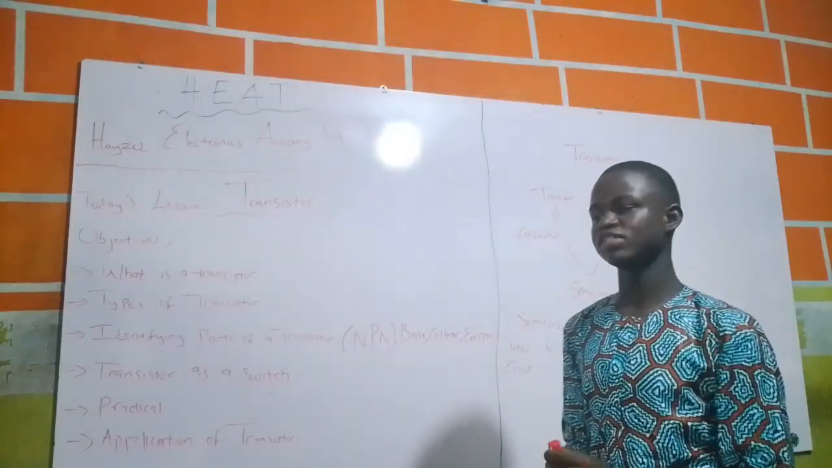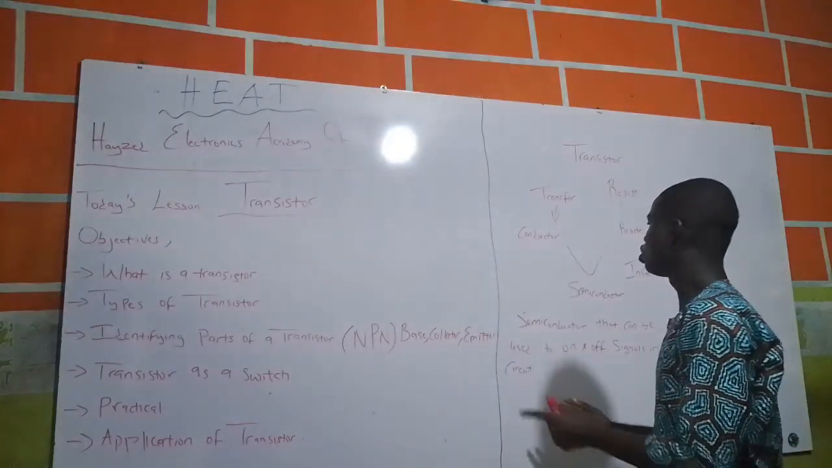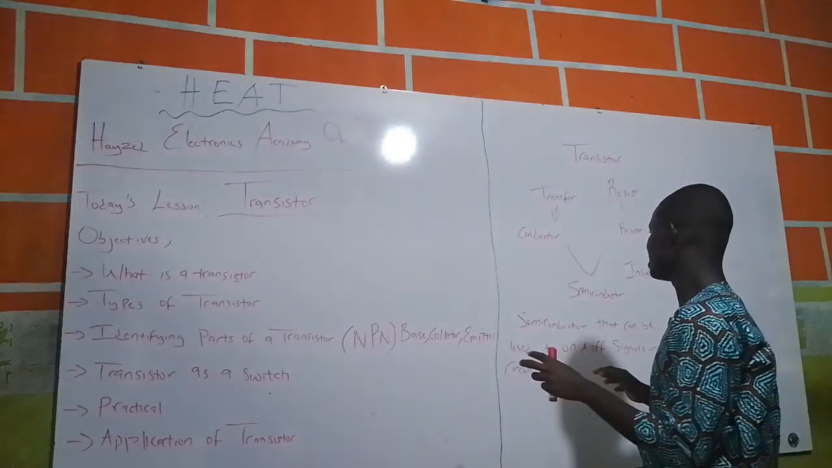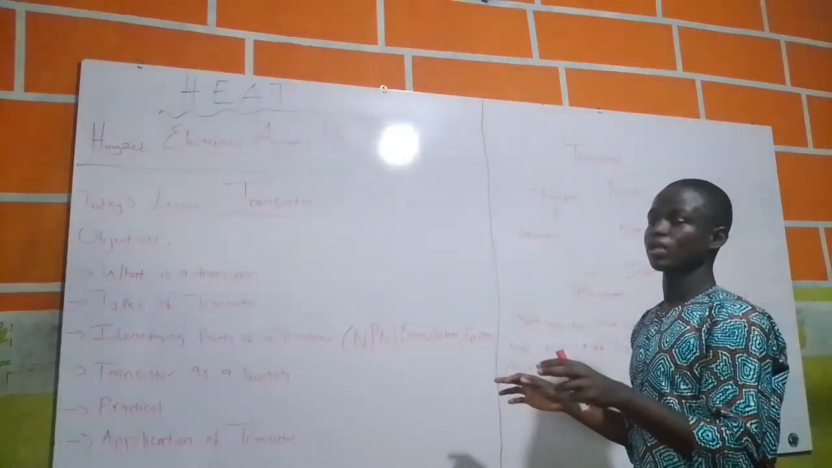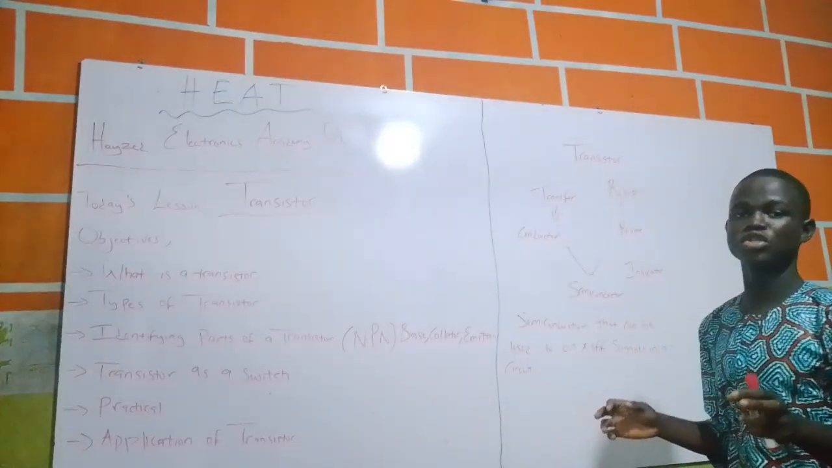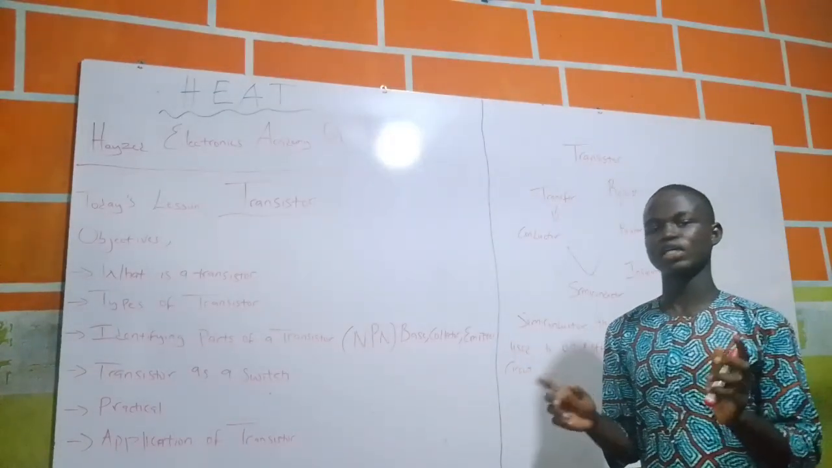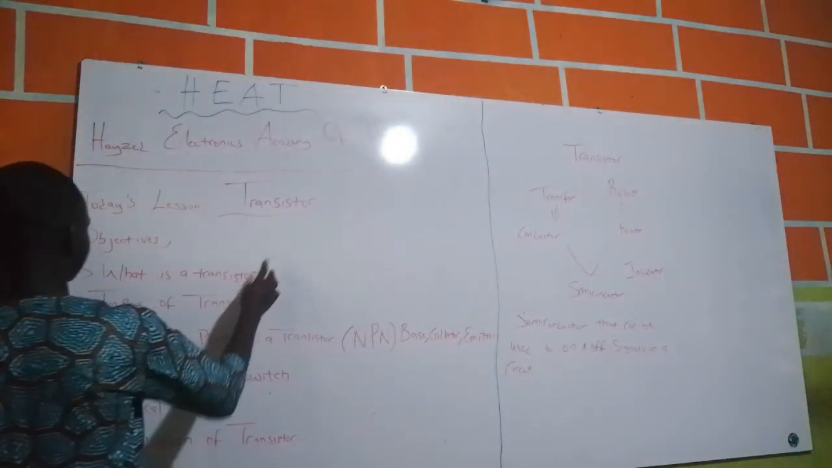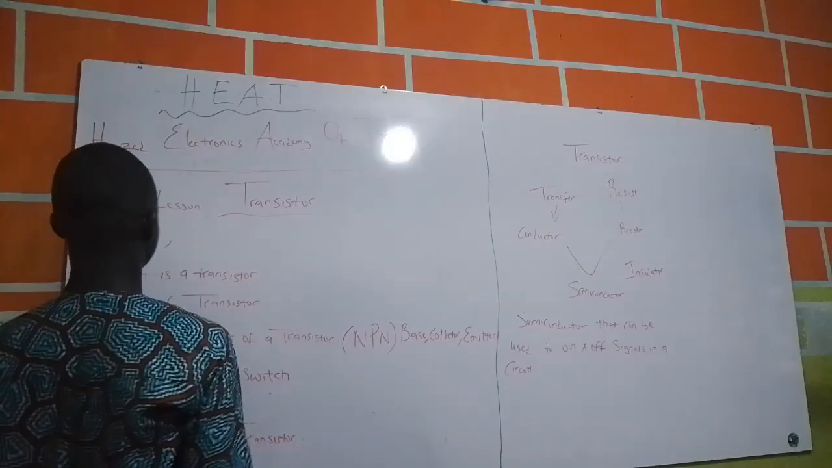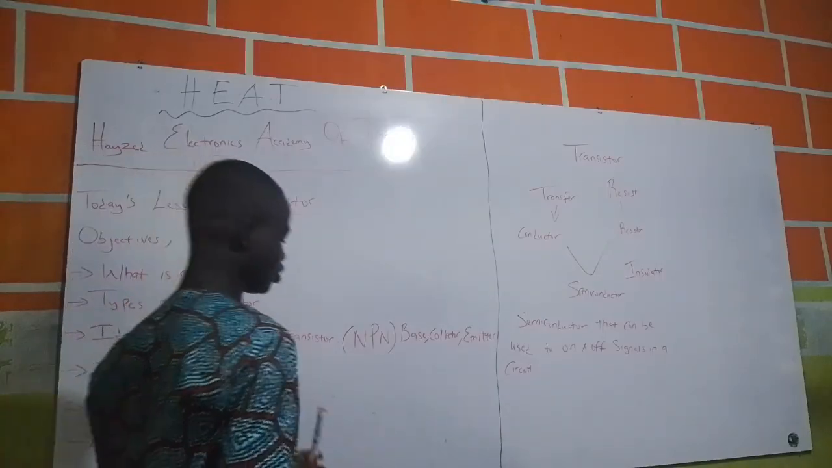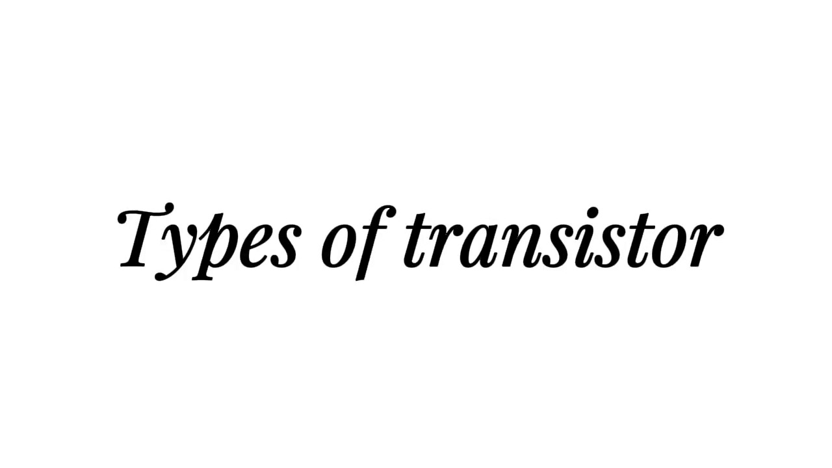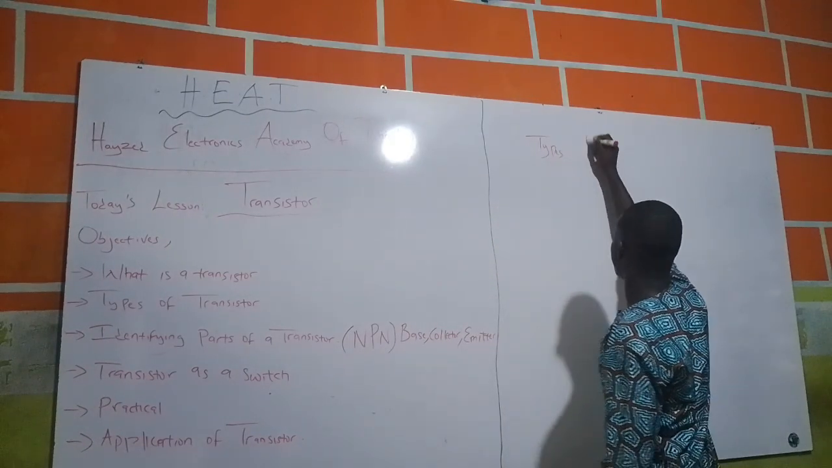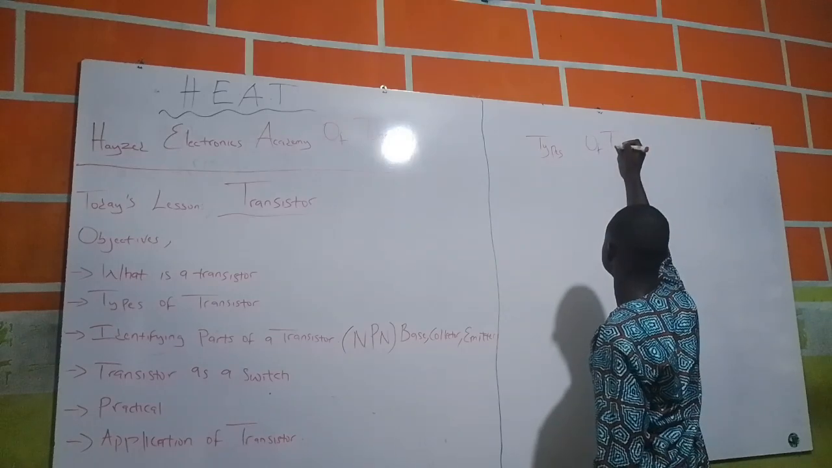So what I say a transistor is: a transistor is a semiconductor that allows current to flow in a circuit under certain conditions. Or a transistor is a semiconductor that can be used as a switch or an amplifier in a circuit. So that is the definition of a transistor. Next, I'm going to go to the types of transistor.